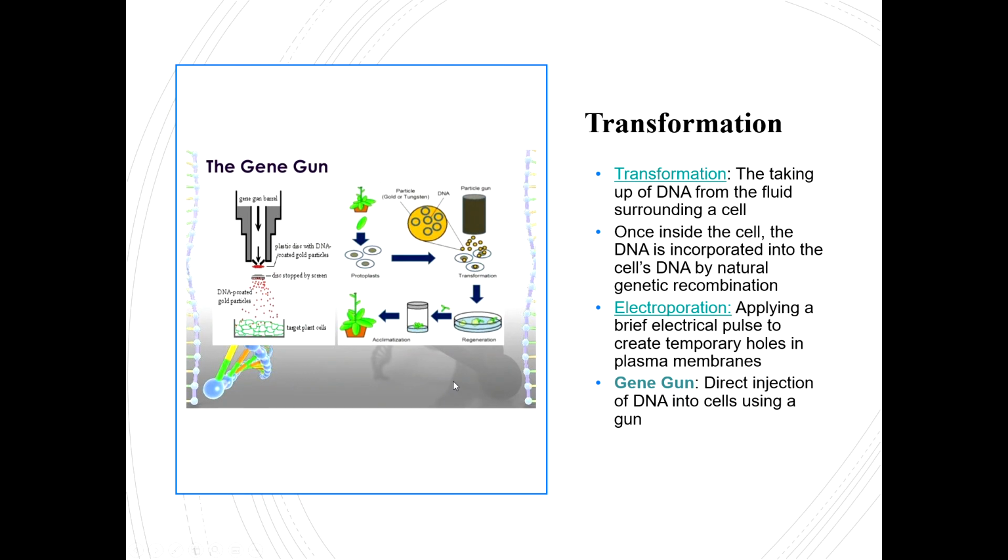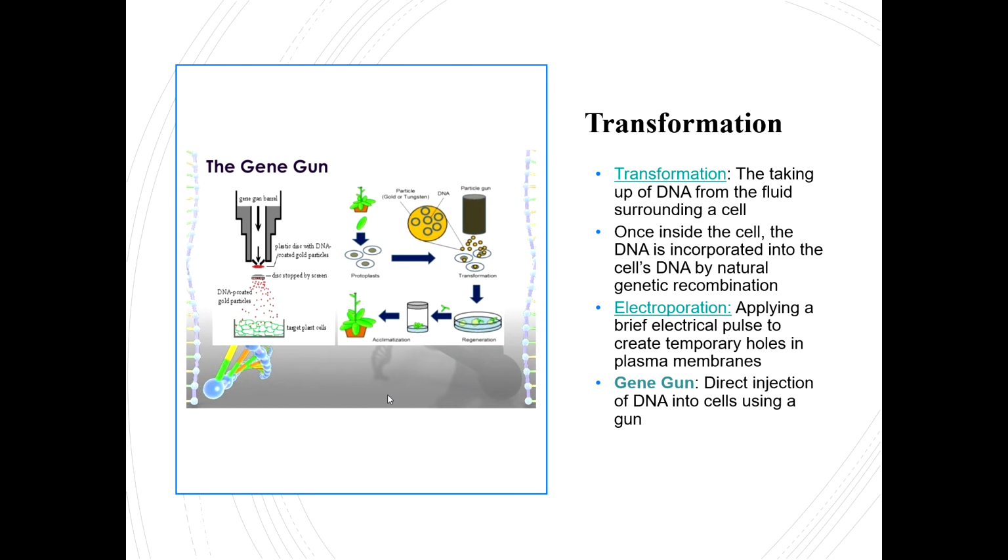So we can use conjugation where bacteria pass it around, or we can use something called transformation. And the term transformation is the word used for the taking up of DNA from the fluid surrounding a cell. And it's a natural occurrence. So this happens in nature, especially with viruses and things like that. But if there's pieces of DNA and you mix those pieces of DNA with cells, they may or may not absorb it. That's essentially what it is.